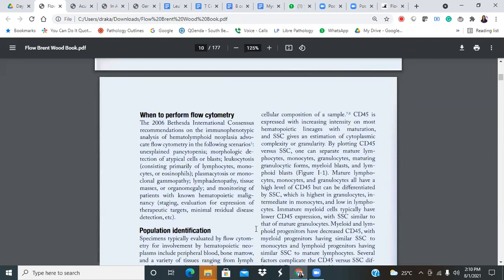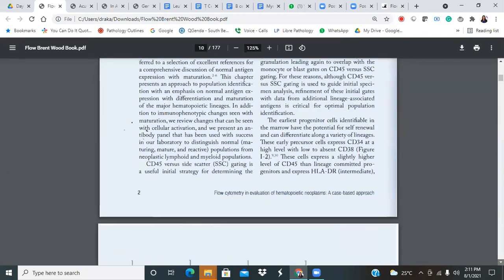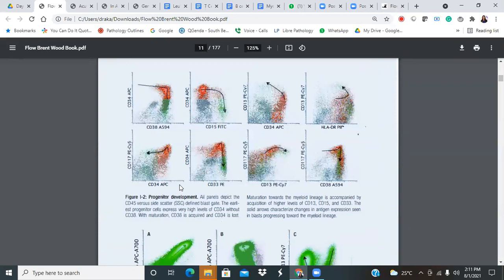Immature myeloid cells typically have lower CD45 expression, with side scatter similar to that of mature granulocytes. So immature myeloid cells typically have less CD45 and side scatter similar to mature granulocytes. Myeloid and lymphoid progenitors have decreased CD45, with myeloid progenitors having similar side scatter to monocytes and lymphoid progenitors having similar side scatter to mature lymphocytes. So let's see this progenitor development first.